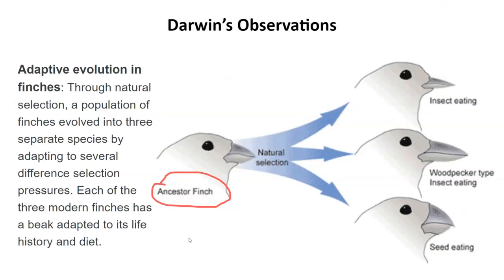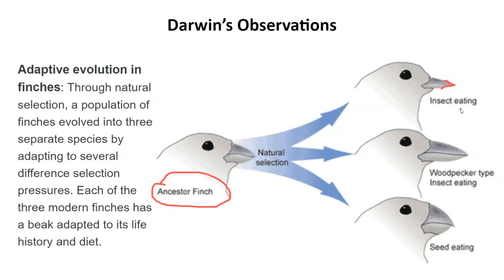And since there were so many members of this population, some of them began to die due to lack of food or too much competition. So randomly, one individual, maybe two or three, happened to have this trait. It's a new trait, a mutated trait, where it had a slightly sharper beak. Now, that slightly sharper beak allowed it to eat different foods or more difficult foods for everyone else.